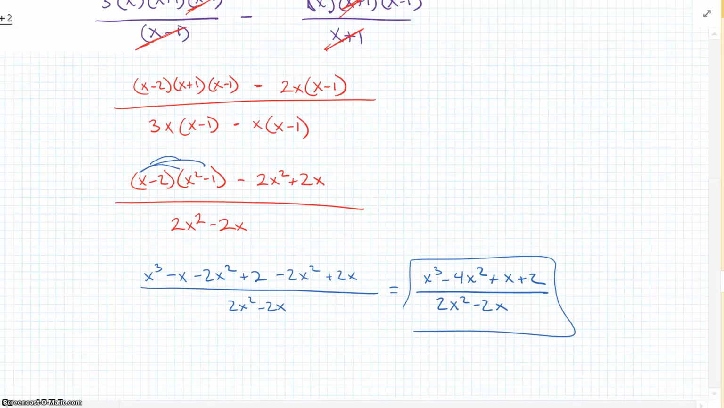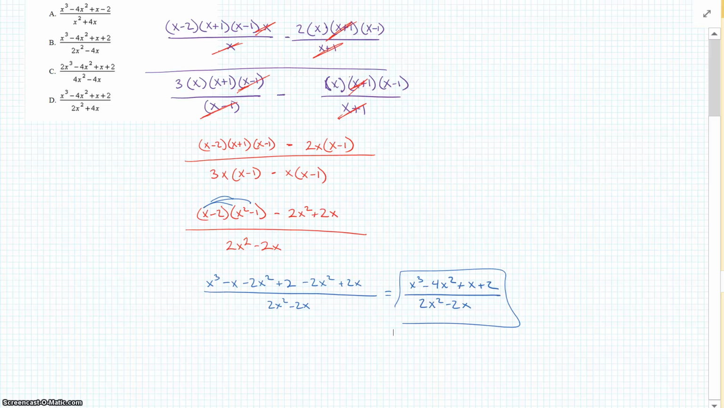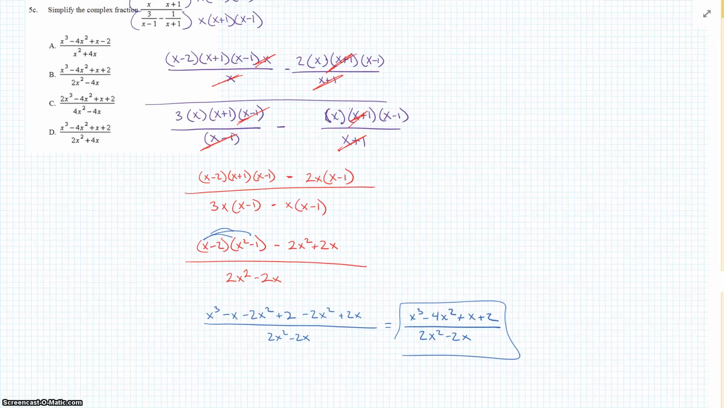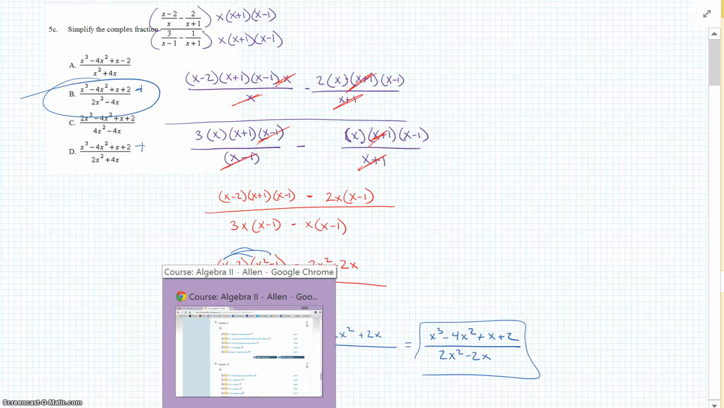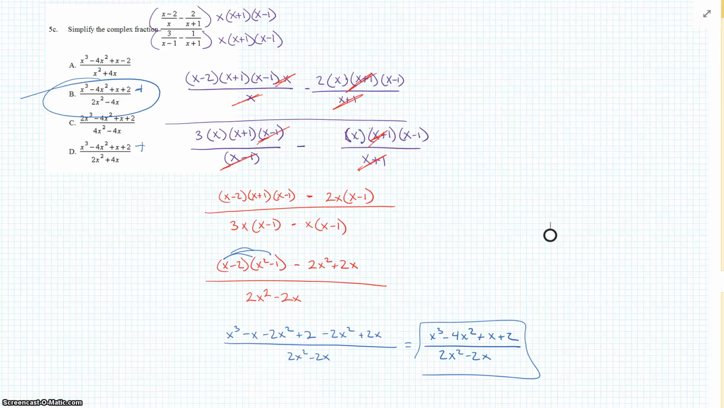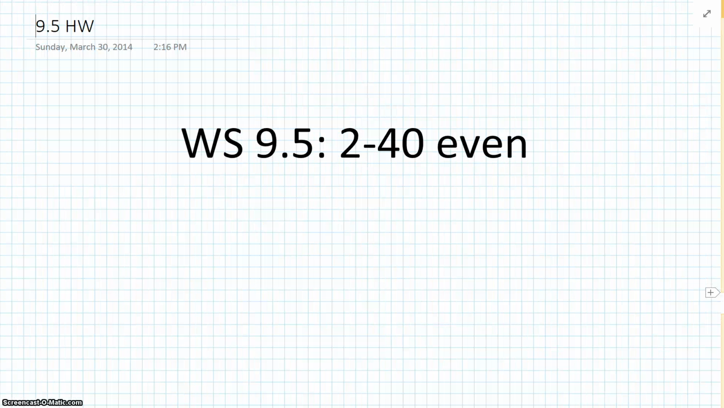Let's see if that's even an answer. And that's where we're at. So that's the answer. Going on. Your homework for this lesson is 9.5, 2 through 40 even.